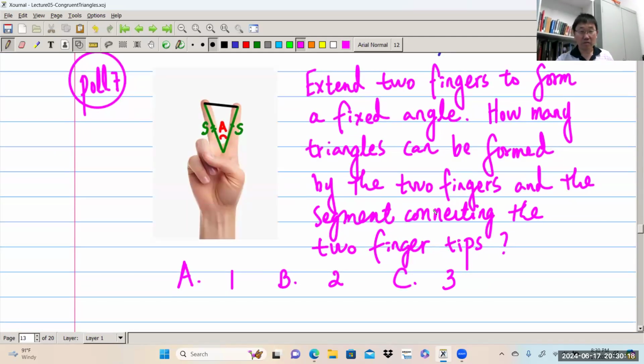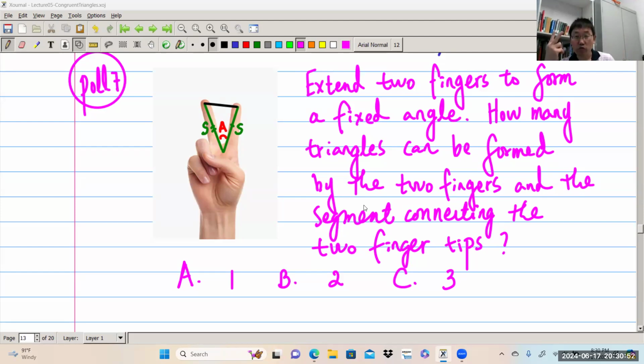So now, to understand this SAS congruence, can you do this experiment? Problem number 7. Extend the two fingers, right? Each finger is like one side with a fixed length, right? Do you agree? Then you form a fixed angle with these two fingers. Then you connect the two tips of the two fingers to form a triangle.